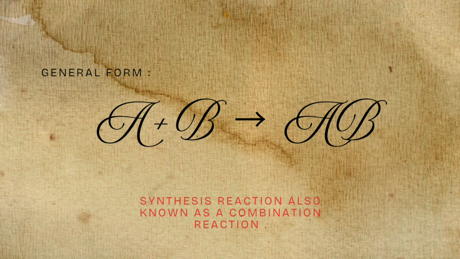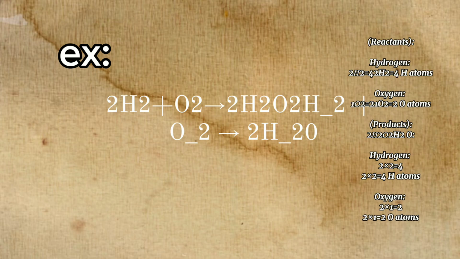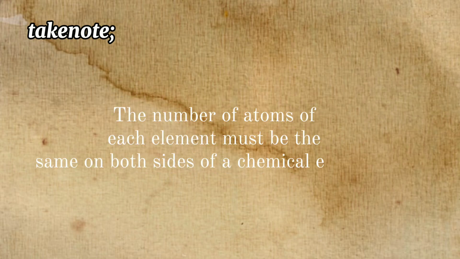In a synthesis reaction, two or more simple substances combine to form a more complex product. For example, the reactants are hydrogen and oxygen, and the product is water, because two molecules of hydrogen and one molecule of oxygen react to form two molecules of water. Take note, the number of atoms of each element must be the same on both sides of a chemical equation.